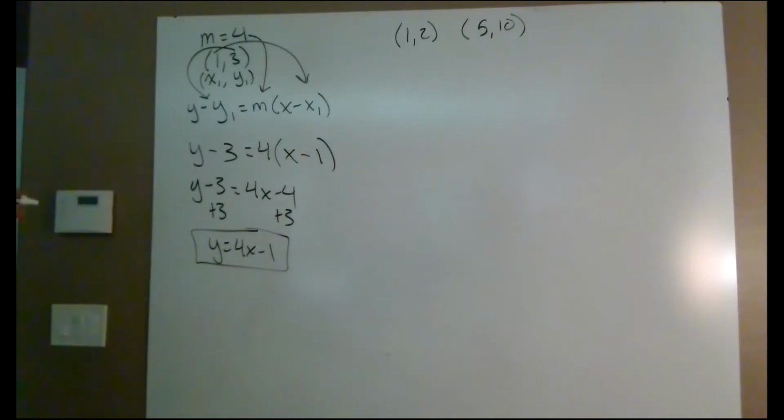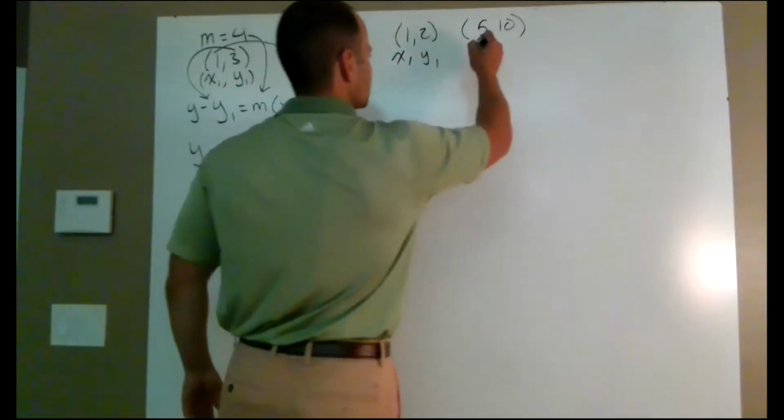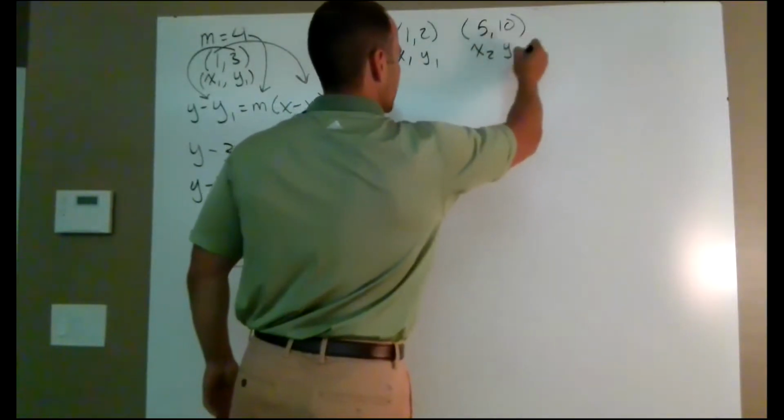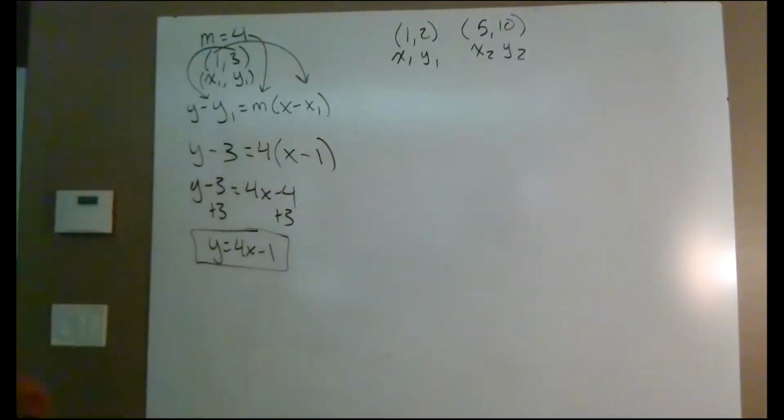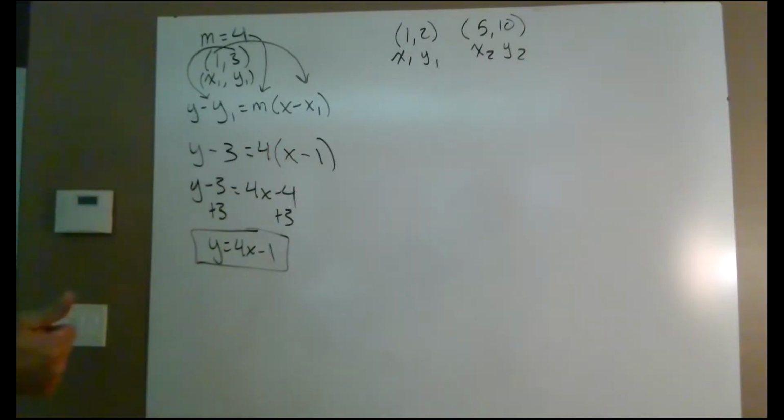So if I have an equation that goes through the points (1, 2) and (5, 10), first thing I want to do is label them. X1, Y1, X2, Y2. If I do that, I won't have any problems. All right, so I have 2 points. That doesn't help me with slope-intercept form. Point-slope form says I need to know a point, and I need to know the slope.